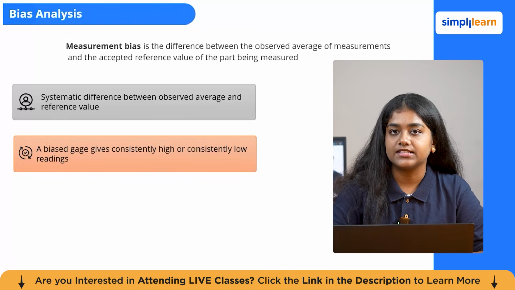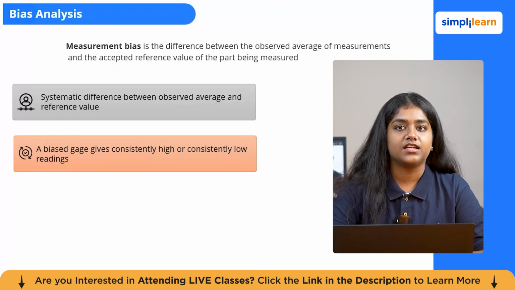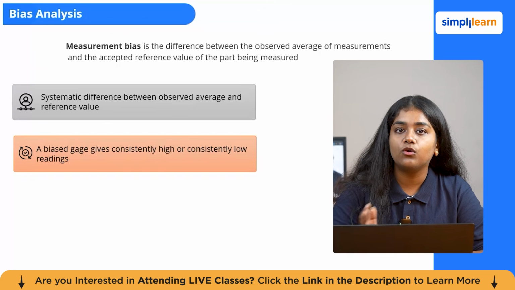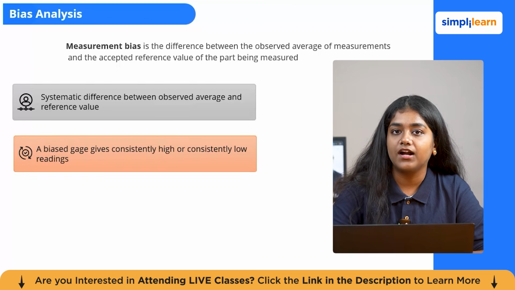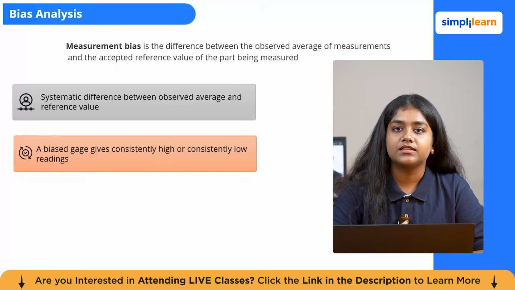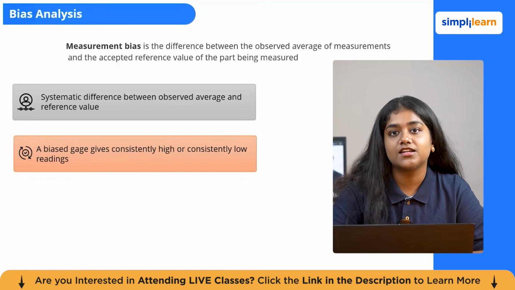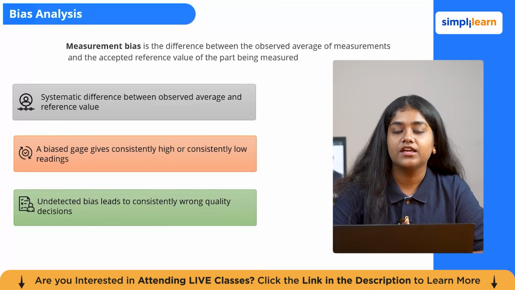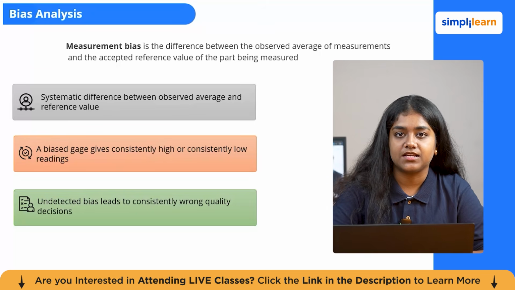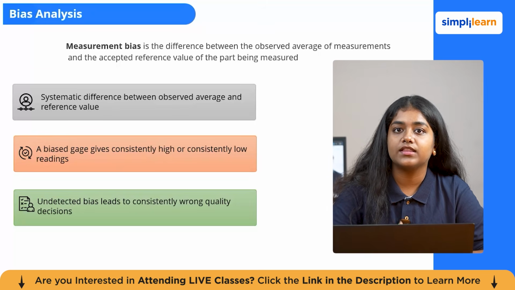A biased gauge reads consistently high or low. A biased gauge may always show a value higher than the actual dimension, or it may always show a value lower than the actual dimension. For example, if a part is 10 mm, a biased gauge may repeatedly read around 10.012 mm. The readings may look consistent, but they are consistently wrong. So bias leads to wrong decisions. If the bias is not detected, the measurement system gives false confidence. Good parts may be rejected, bad parts may be accepted, or process adjustments may be made when they are not needed. This is why bias is dangerous. It creates a pattern of reliable-looking but incorrect decisions.